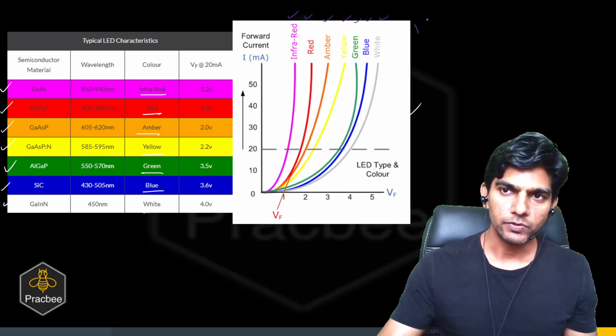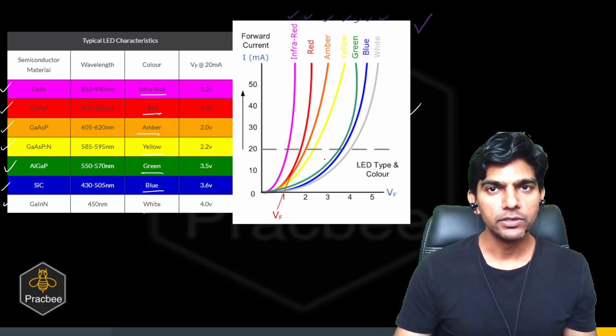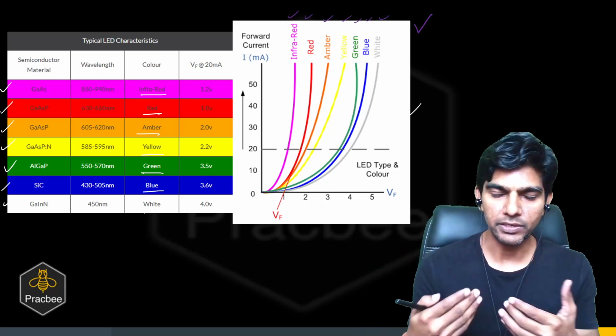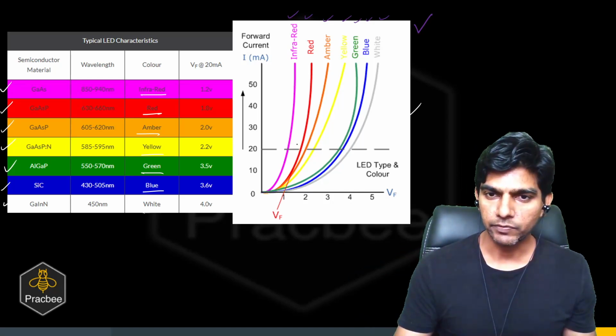So again, this graph is very important. So we have different knee voltages for different colors. Obviously, that is because of the doping. So we have different semiconductors. So that's why we have different knee voltages. So that's why there is a variation.